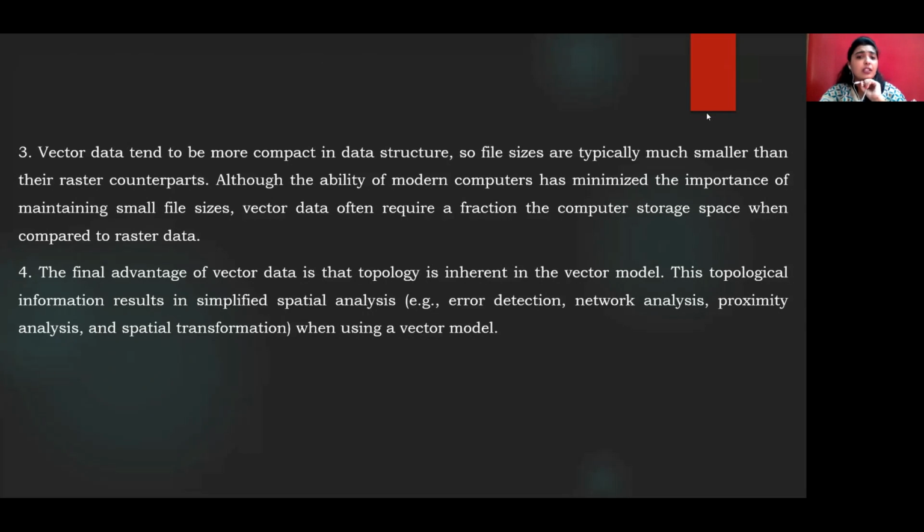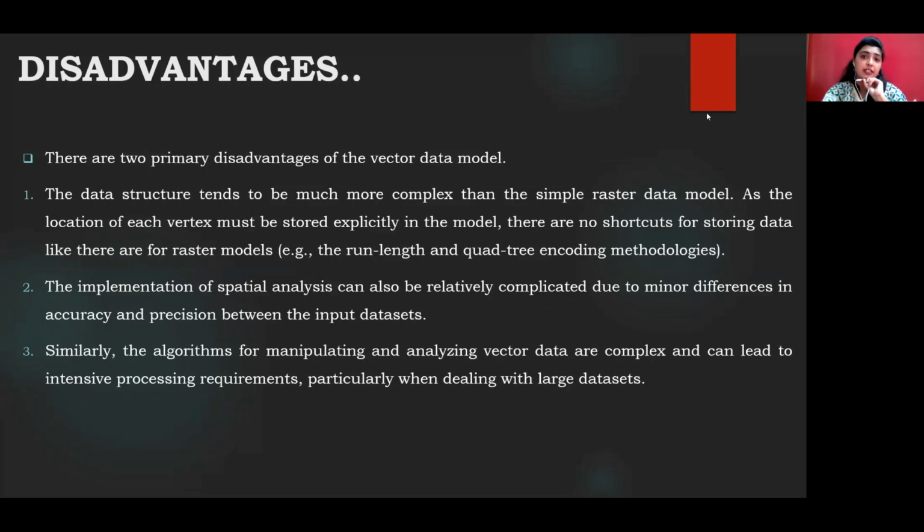The last advantage of the vector data is topology. Topology, which is spatial analysis, can be performed on a vector layer. Error detection can be done, network analysis can be done, proximity analysis can be done. So all that can be done on the vector data, which is not possible in the raster data.